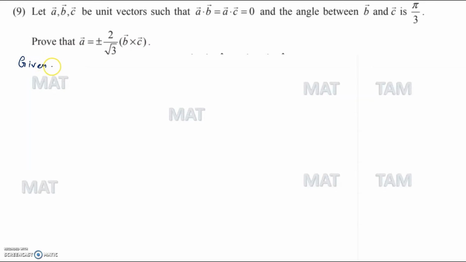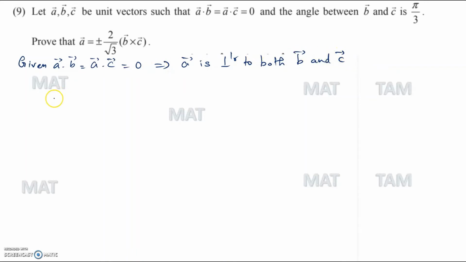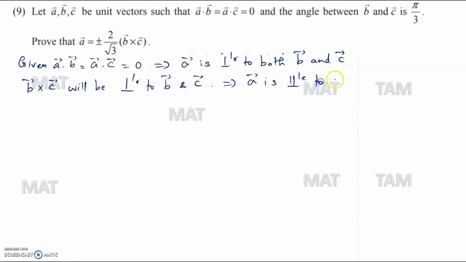What is given to us is A dot product with B is equal to A dot product with C is equal to 0, which implies vector A is perpendicular to both vector B and vector C. Further, we know that B cross product with C will be perpendicular to vector B and vector C, which implies vector A is parallel to B vector cross product with C vector.